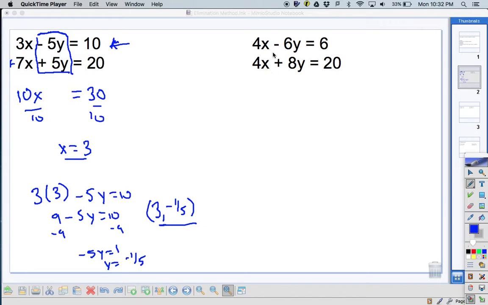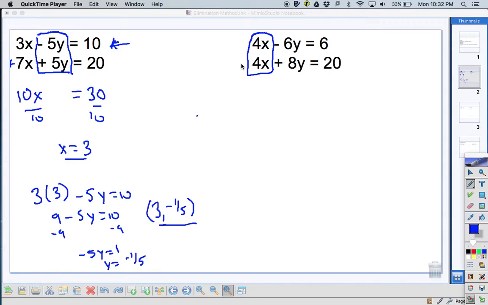So let's look at another example. In this case, I see 4x and 4x. I see a 6 and an 8y. The x's look more similar, so I want to look at these two x's right here. If I add, I get 8x, so that's not going to help me. But I don't have to add. I could subtract. And if I subtract, then it goes away. So you have two choices here. I'm going to show you both of them.